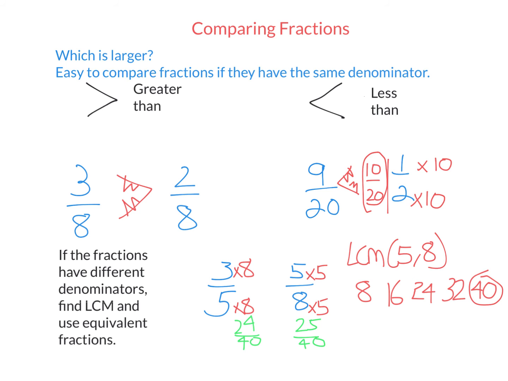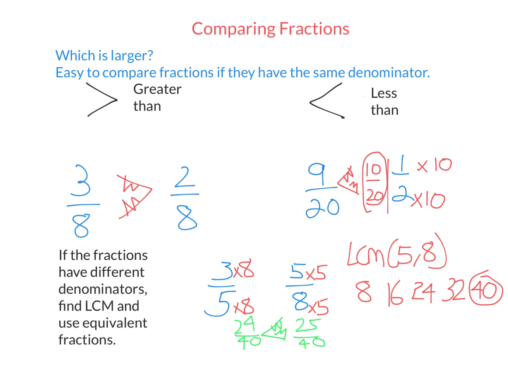I have found an equivalent fraction of this, an equivalent fraction of this, where both of them have the same denominator, 40. Now they're really easy to compare. Clearly 25 over 40 is the larger one, so the crocodile's going to eat the larger number. Turns out 3/5 is just less than 5 over 8. This one equals 0.6, this one equals 0.625.